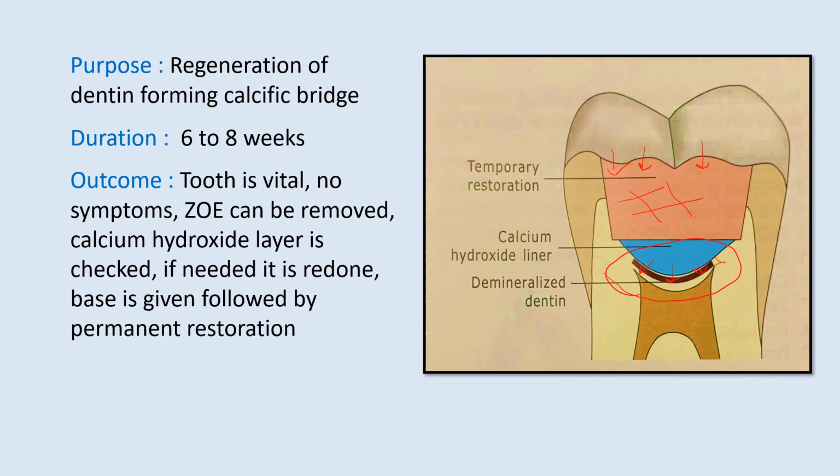Now the duration for which we keep it is 6 to 8 weeks. What is the outcome after 6 to 8 weeks? The favorable outcome is that the tooth is vital. There are no symptoms of pain or sensitivity. At this stage, we then remove the zinc oxide eugenol filling. We check the calcium hydroxide layer. If required, we redo it, else we let it stay the way it is. Then we place a layer of base over it, which is followed by a permanent restoration. So this is your procedure of indirect pulp capping.